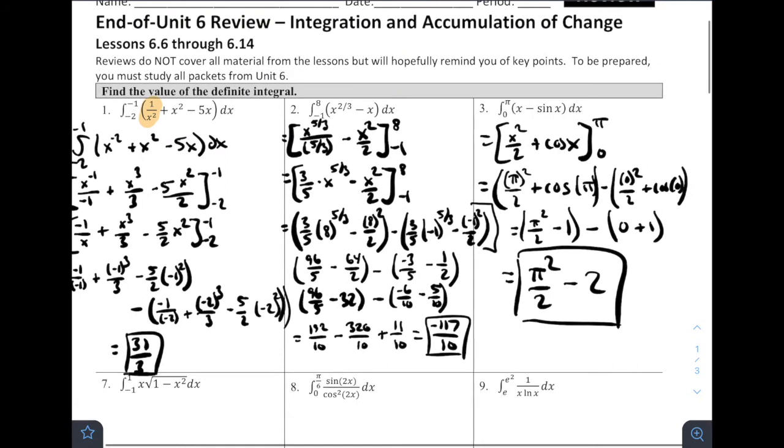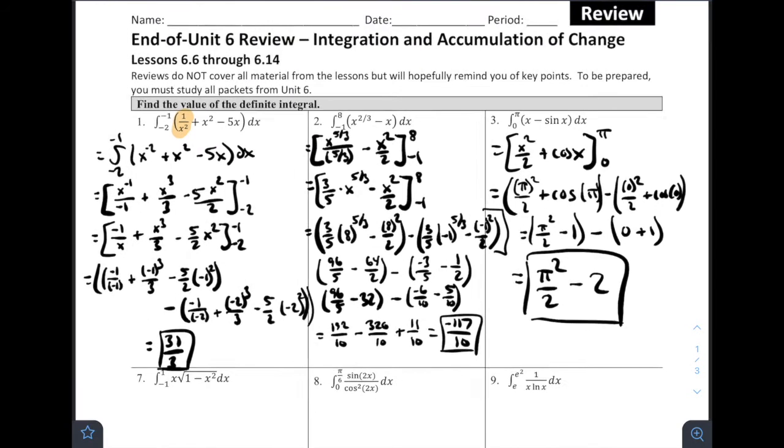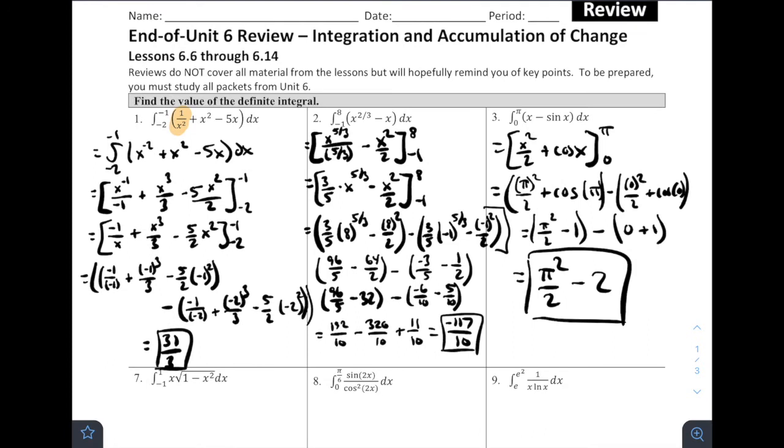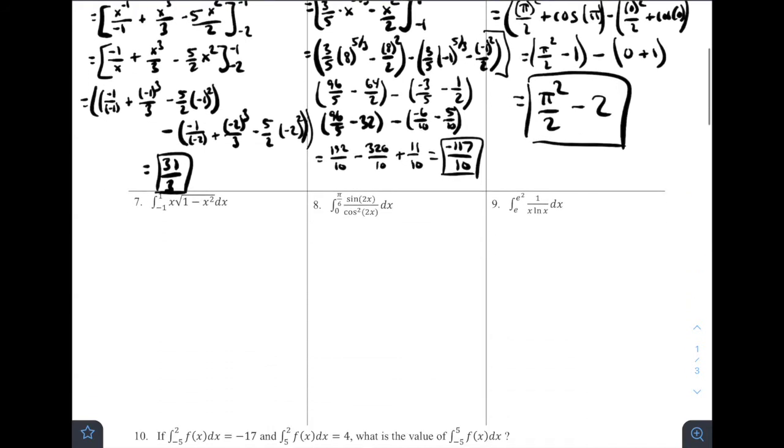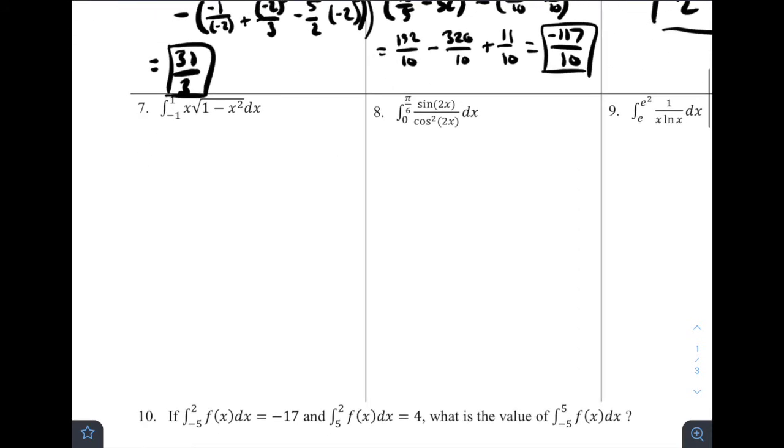Sort of a reminder for this, you might be thinking, when do we need to use C's? How do you know? I don't need C's for these because these have limits of integration, right? If they didn't have limits of integration, if they were indefinite integrals, then we would have these plus C's for it. And we'd have to have the plus C's. Nice. Let's talk about number 7.